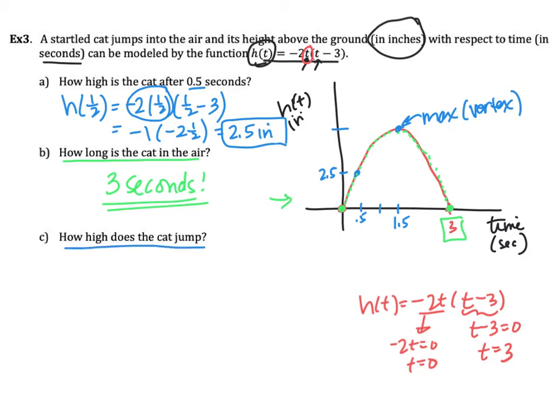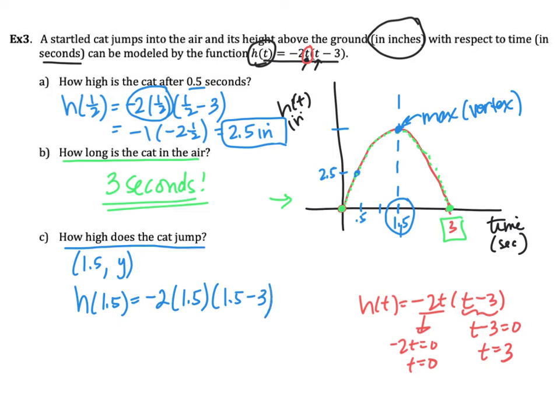Then it says, how high does the cat jump? Hopefully you're saying to yourself, oh, that means I've got to find the vertex. I just said earlier that the axis of symmetry is halfway in between, so the x-coordinate of the vertex is 1.5. Now I need to find the y-coordinate of the vertex. How can I do that? I'm just going to plug 1.5 into the equation. It's negative 2 times 1.5 times 1.5 minus 3. I like to change that into fractions.